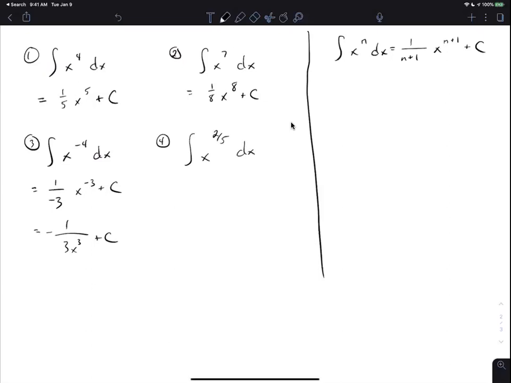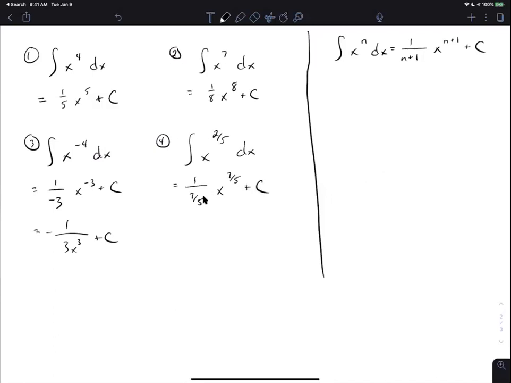So if I have x to the 2/5, what's 2/5 plus 1? Without a calculator, what's 2/5 plus 1? 7/5. 7/5, good. So then what this rule says is I get 1 over 7/5, x to the 7/5 plus c. And of course, don't leave the answer like that, but that's what the rule says.